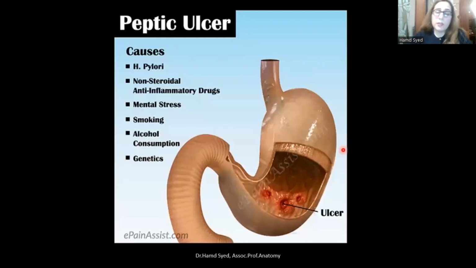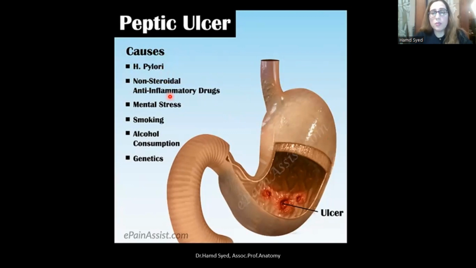Now, the ulcer of the stomach, which is also known as peptic ulcer, is multifactorial. There are many different factors which are involved in causing the stomach ulcer. Let's look at these one by one. I'm going to discuss H. pylori last. First, we'll look at the NSAIDs, that is the non-steroidal anti-inflammatory drugs.